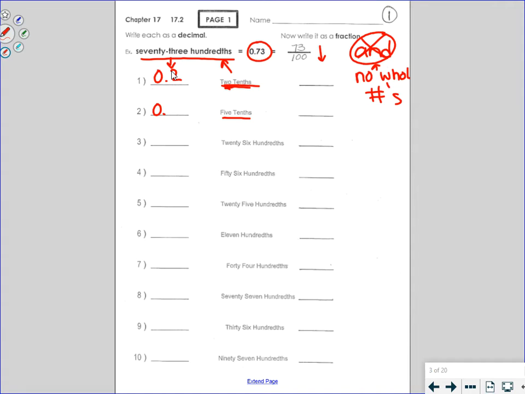Now, as I said before, if you can read this, then you can write it as a decimal and a fraction. So if you hear 2, break it down. 2/10.